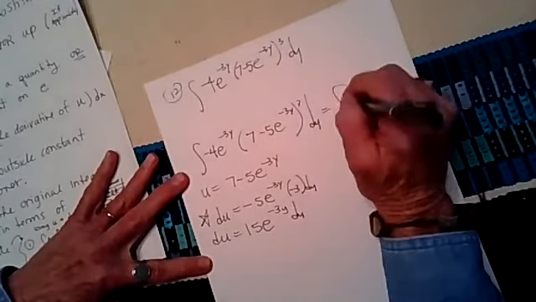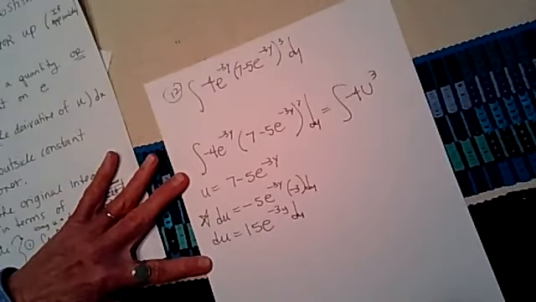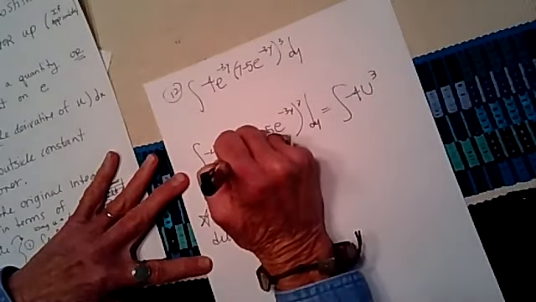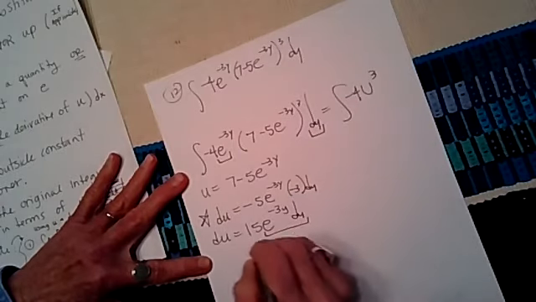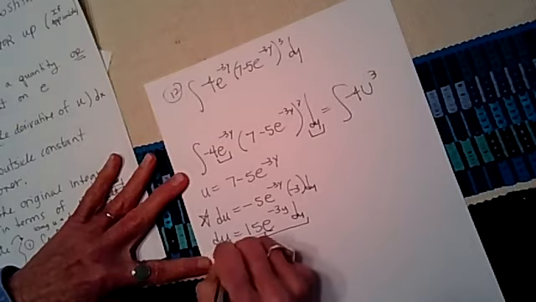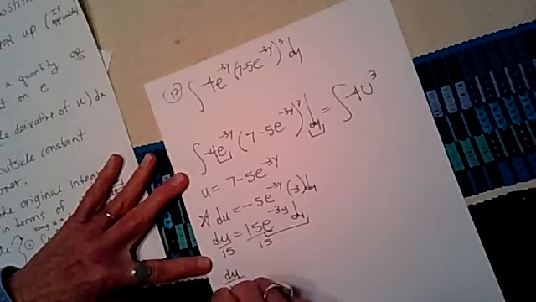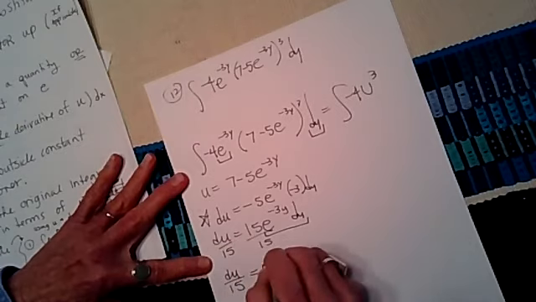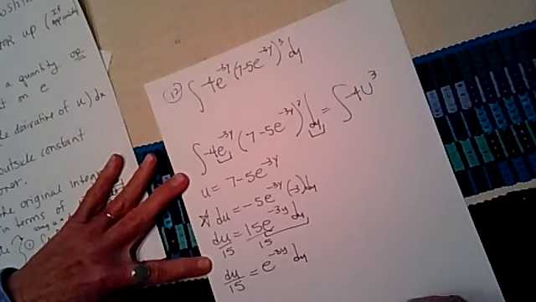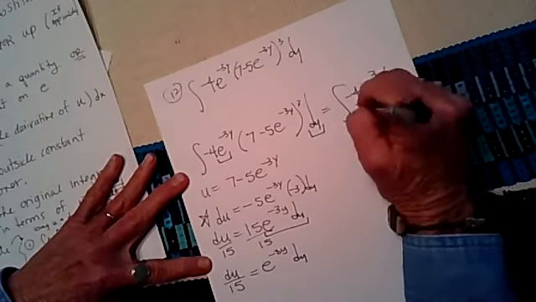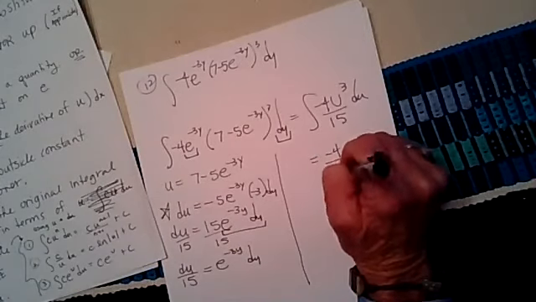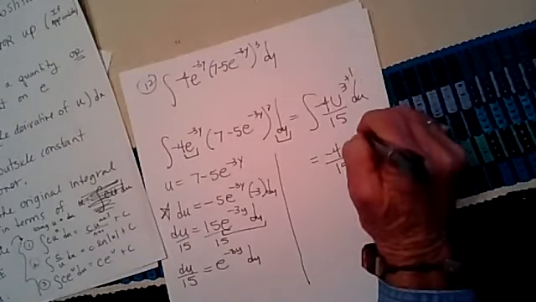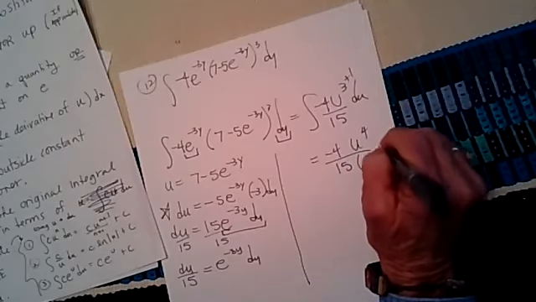Okay, I'm going to bring over my constant, -4. All right, and I have e to the -3y dy to bring over. So I can get that just by dividing both sides by 15. Okay, so it's du over 15. Okay, so I bring my constant, -4 over 15, add 1 to my exponent, divided by 4 plus c.